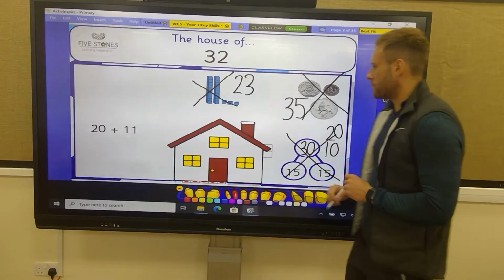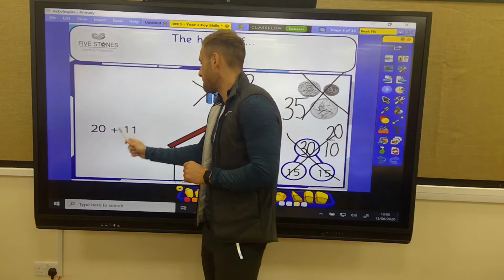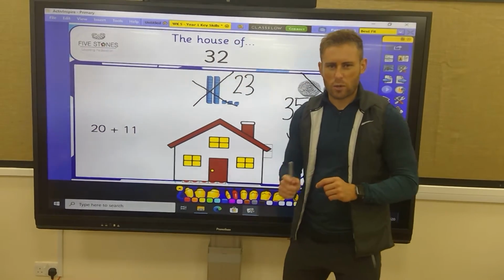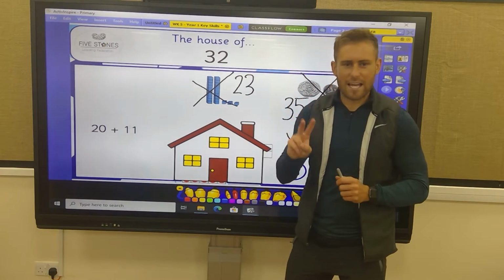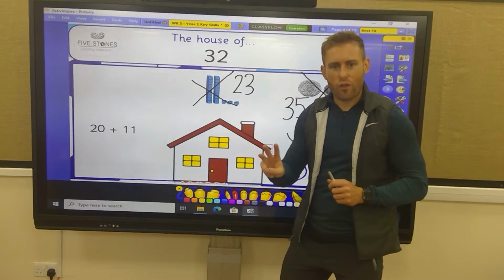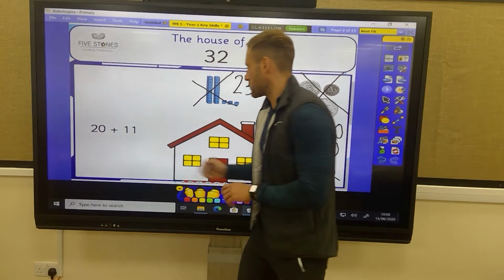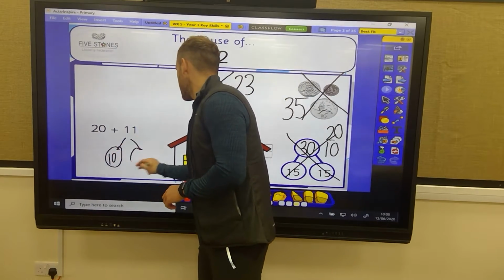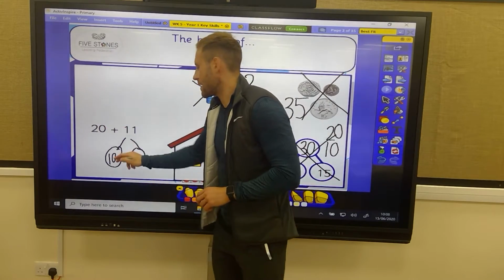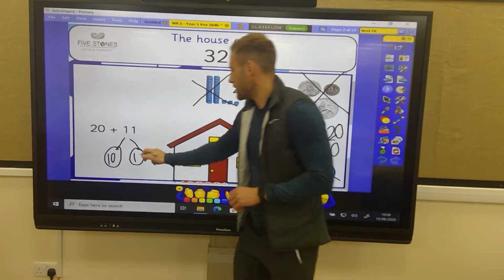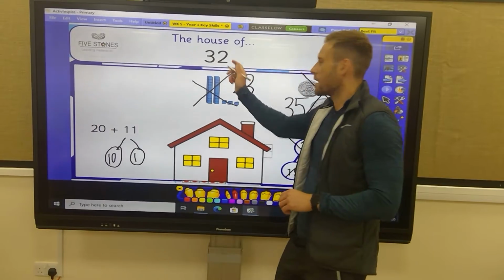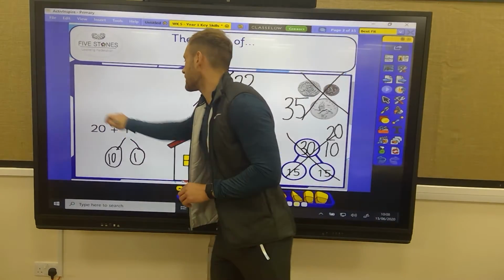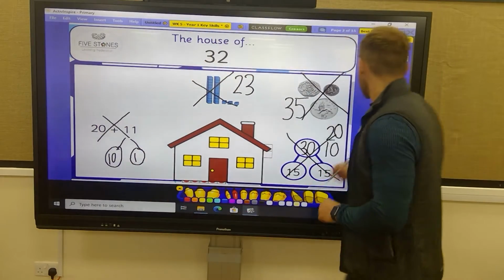And our last one is 20 plus 11. So 20 add 10 is 30, add the 1, because we partitioned this off into a 10 and a 1. 20 add the 10 is 30, add the 1, 31. Can that go into the house of 32? No, it can't. Good work, well done.